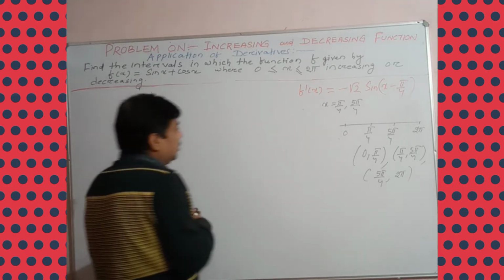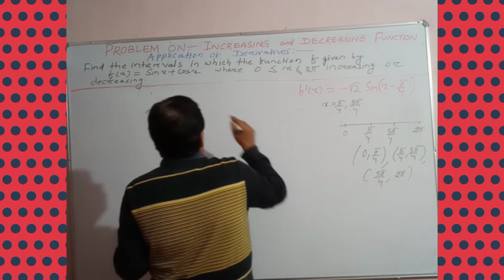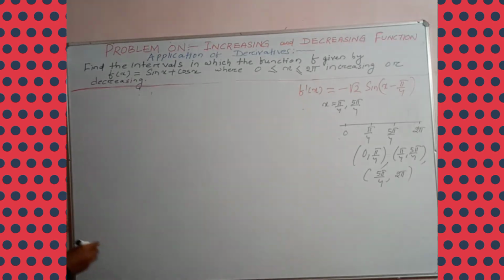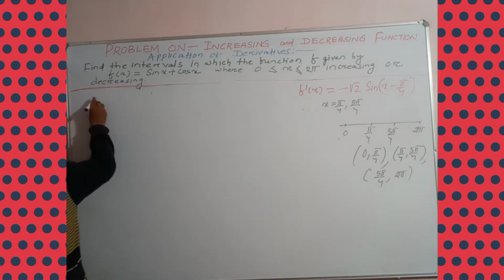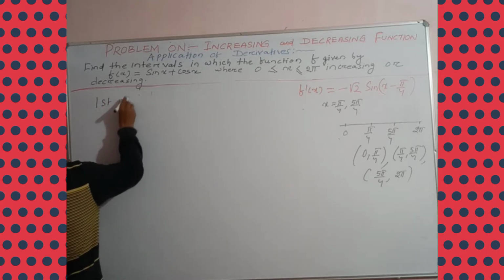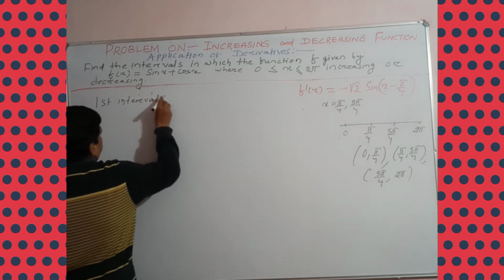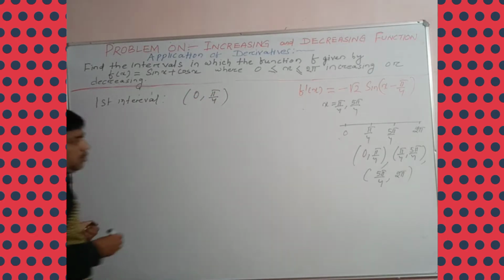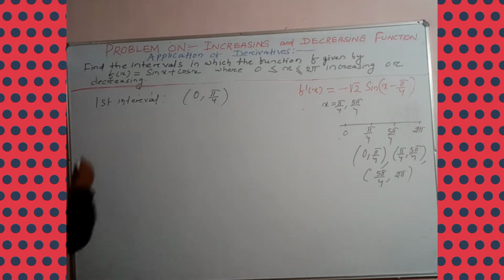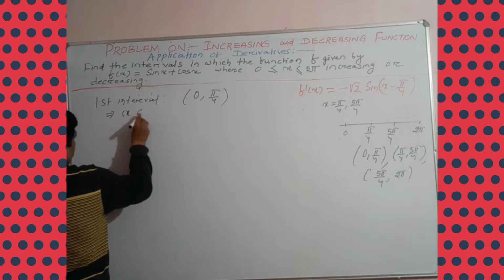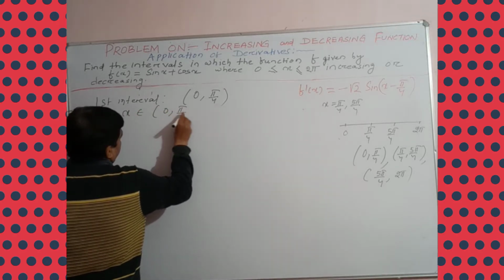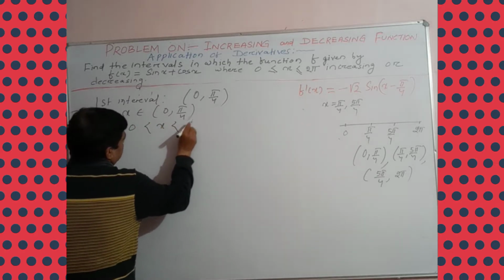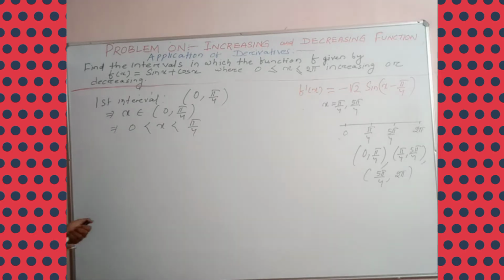So we got here f dash x is equal to minus root 2 sine x minus pi by 4. In the first interval, let us see. The first interval is 0 to pi by 4. That implies x belongs to 0 to pi by 4, that is, 0 is less than x is less than pi by 4. Its x value lies between 0 and pi by 4.